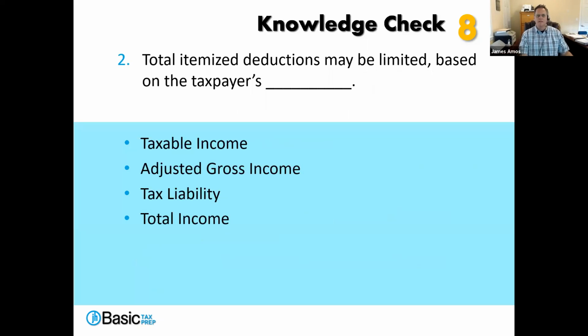Total itemized deductions may be limited based on the taxpayer's what? AGI. So there are situations where your total itemized deductions are going to be limited if your AGI gets too high. Have I told you the amounts? No. That's because I don't want you to memorize them. Just know this rule right there.